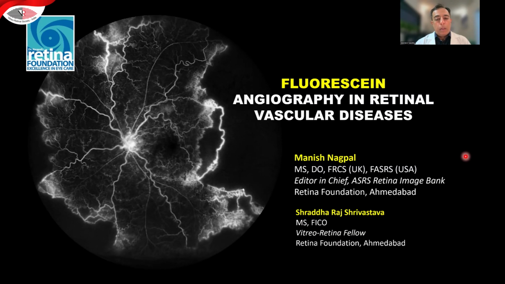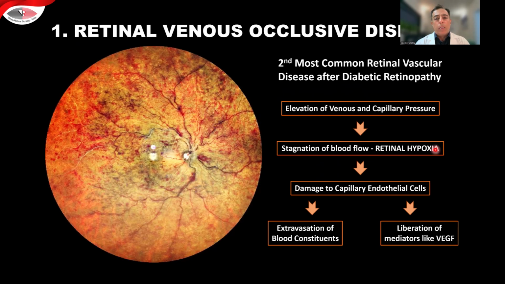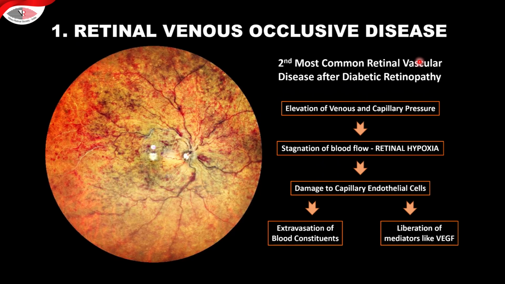Hello, everyone. Today, we move on to the next aspect, which is fluorescein angiography in retinal vascular diseases. We've already seen diabetic retinopathy and all its manifestations in terms of the fluorescein angiography, and today we will look at all the other vascular conditions. The most common being retinal venous occlusion, and that's mainly the CRVOs, BRVOs, and the venular occlusions.